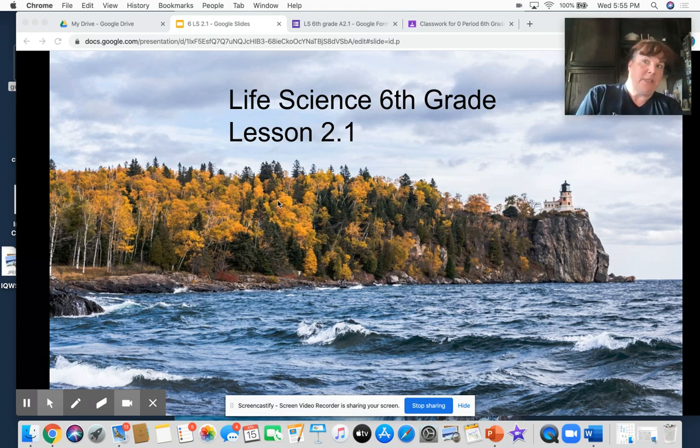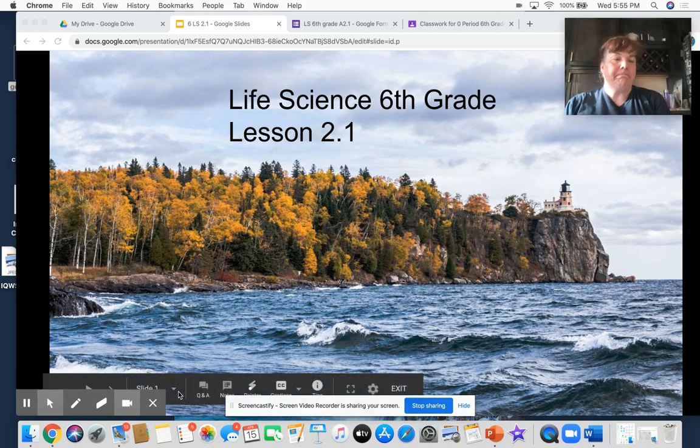Sorry if I'm a little squinty. The sun's coming in through my window and I can't quite get out of its way. So you will just have to deal with me having a spotlight.